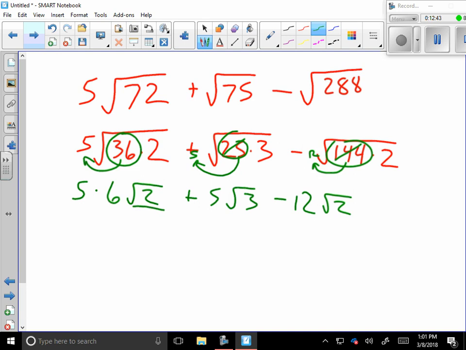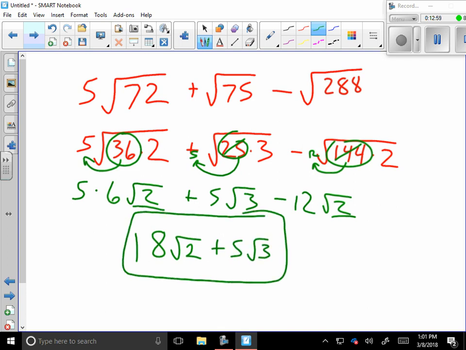The only types that you can put together are those that have the same radical. So these two, a 30 minus 12 would be an 18 square root of 2, and then the 5 square root of 3 will stay as a separate term. Stay with me there.